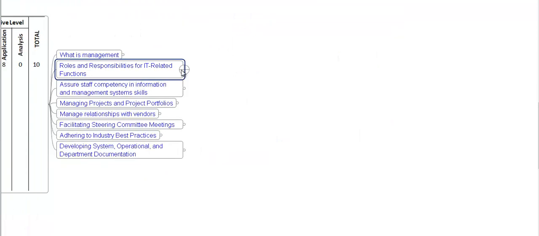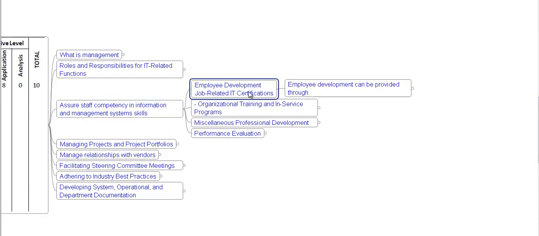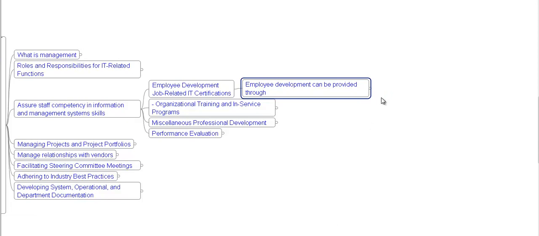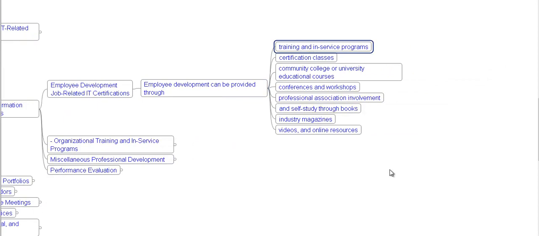Now we'll move to the next topic. Assure staff competencies in information and management system skills. Employee development, job related IT certification. Employee development can be provided through training and in-service programs, certification classes, community college or university educational courses, conferences and workshops, professional association involvement, and self-study through books, industry magazines, video and online resources.